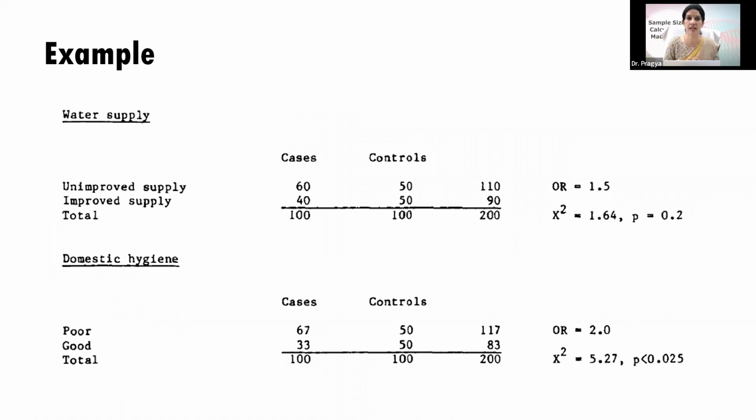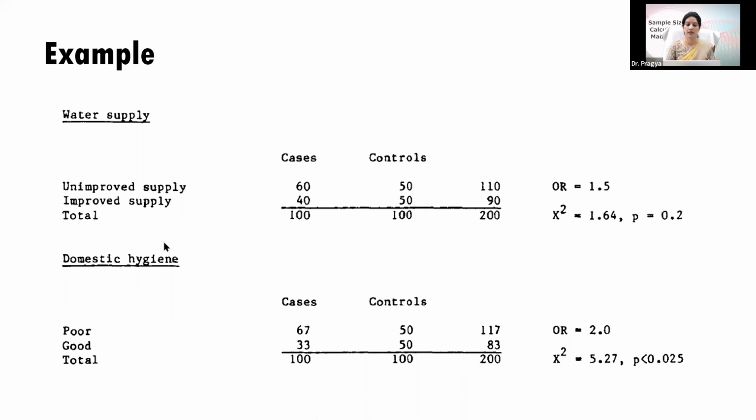You can see this example is also taken from the same WHO study. In the first case, there were 2 interventions, improved water supply and unimproved water supply, and these are the cases and controls of diarrhea. You can see the 2x2 table. The odds ratio in this case is 1.5, but the p-value is 0.2, which says that this is not significant.